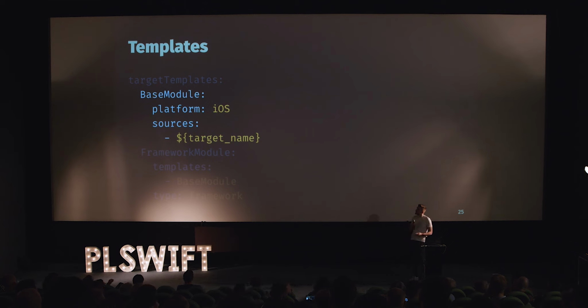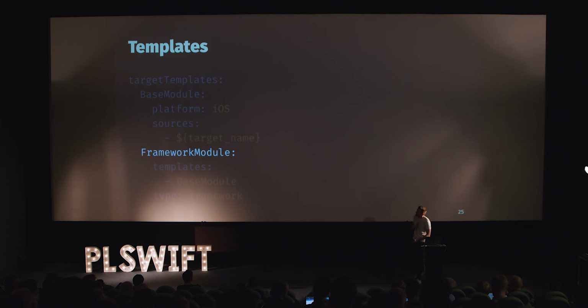So if we have our presentation target, which inherits from this template, it will have its sources in presentation directory. The $target name variable is something which XcodeGen provides you and fills it for you. Then I define the second template, which, what's funny, inherits from my first template. So you can mix and match the templates.